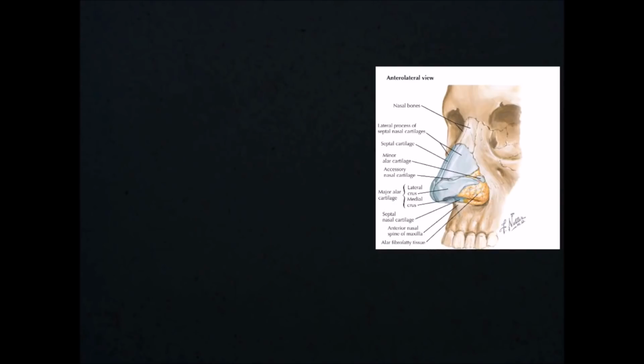So, the nose is divided into two parts: external nose and internal nose. First we are going to see about the external nose. The external nose is made up of a bony as well as a cartilaginous part, hence it is termed osteocartilaginous.